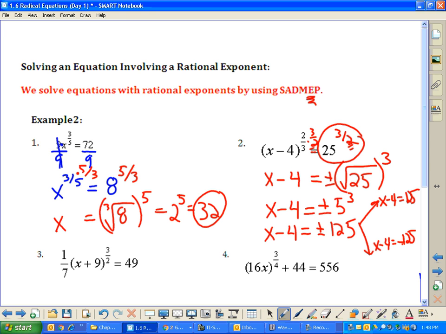If I add 4 to both sides, in the top one, 4 plus 125 is 129. And then if I add 4 to the other side, negative 125 plus 4 is actually negative 121.